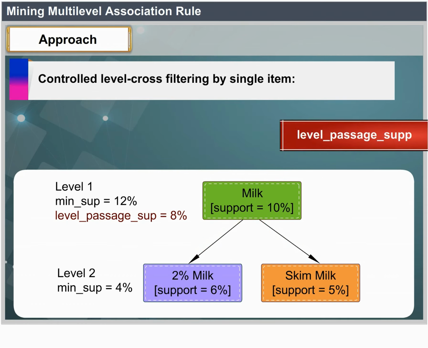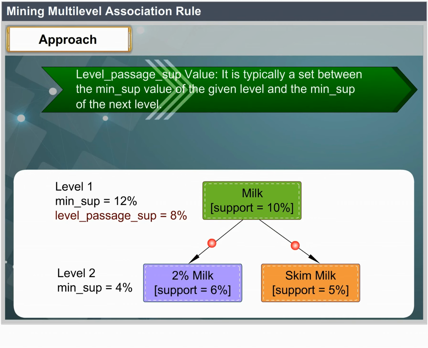Level passage support value. It is typically set between the min support value of the given level and the min support of the next level. Level 1, min support is 12%. Level passage support is 8%. Level 2, min support is 4%.